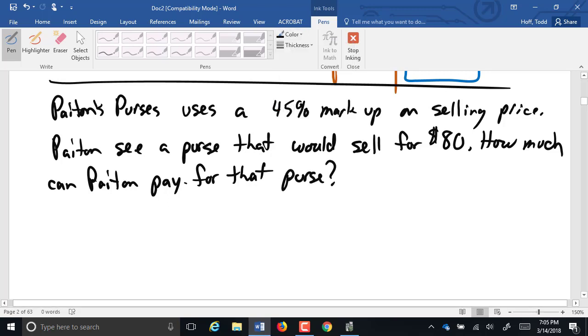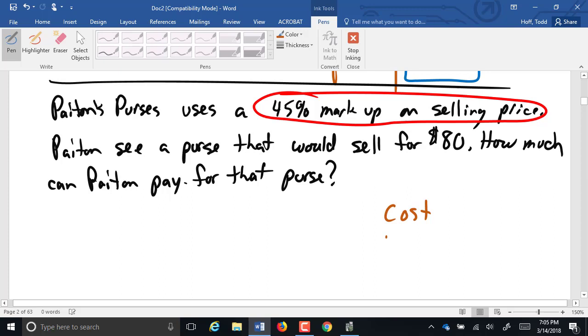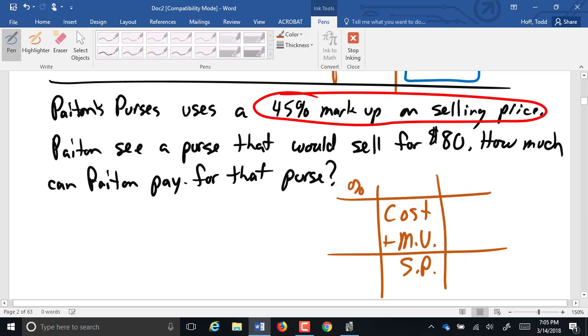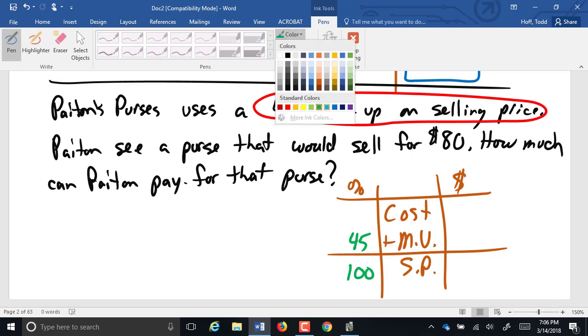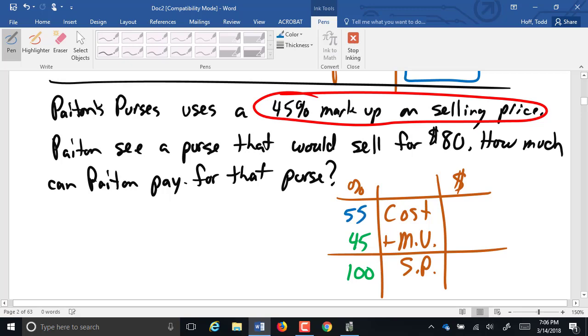Now, the key to a problem like this is picking apart what does everything stand for. The only thing that's pretty clear here is the 45% markup on selling price. So let's put that in our chart right now. This is Peyton's Purses, a business. Yes, Peyton is a retailer. The 45% markup on selling price means 45 goes in for the markup. 100% goes where? Selling price, which means the cost is 55. Right?